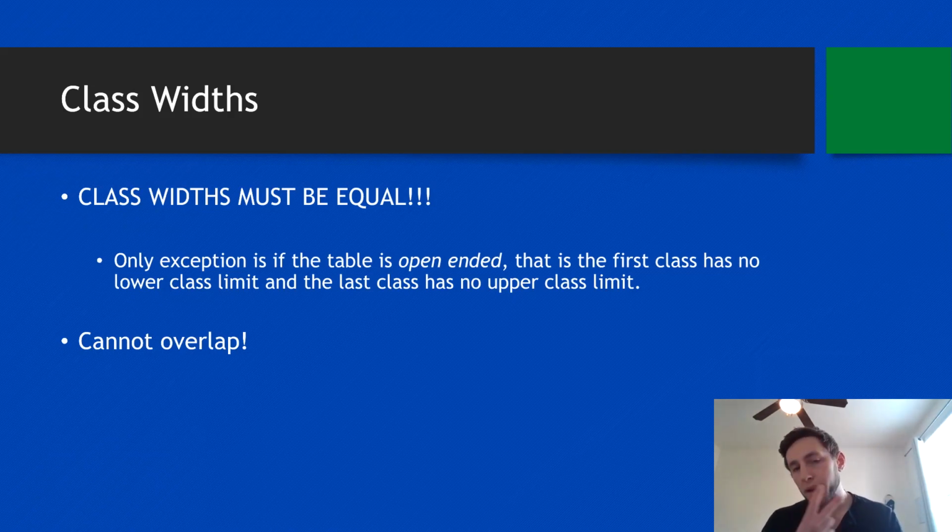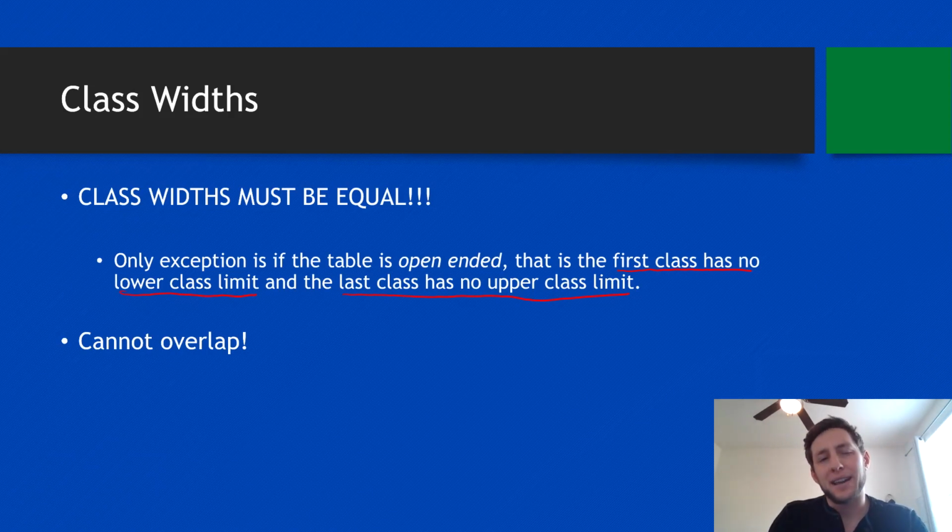Now, there are two exceptions to this, and the only exception will be if the table is open-ended. Now, the two exceptions, if the table is open-ended, would be that the first class has no lower class limit, meaning there's kind of an infinite range of negative values potentially. And it turns out the last class will have no upper class limit, meaning, hey, we're just including everything to the right of a certain number.